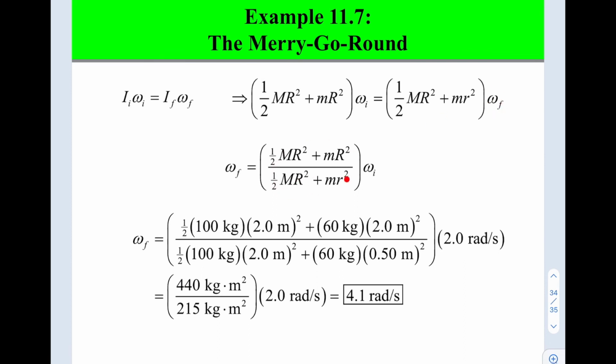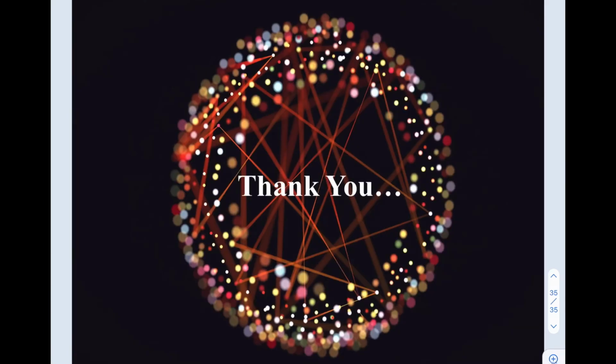So, omega final. Since our interest is omega final, rearrange the equation and you will have this. From here, substitute the moment of inertia for the disc of the merry-go-round plate. For the student, initially she is at 2 meters, but finally at 0.5 meter. From here we're going to have omega final equivalent to 4.1 radians per second.